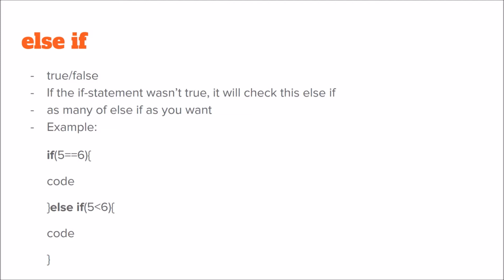However, we know that 5 isn't equal to 6. So it won't execute that code and it'll go straight to that else if comparison. Is 5 less than 6? And if it is, which it is, it'll execute that code.